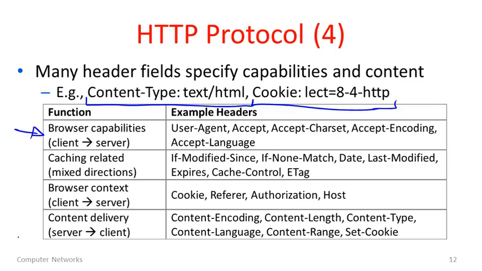So many of the headers describe browser capabilities. These are sent from the client to the server. They might describe, for instance, what language and kind of content encodings you will accept. The user agent is also a popular one, so the browser will tell the server what kind of browser it is, just because, for implementation reasons, the server may want to return different responses depending on the browser.